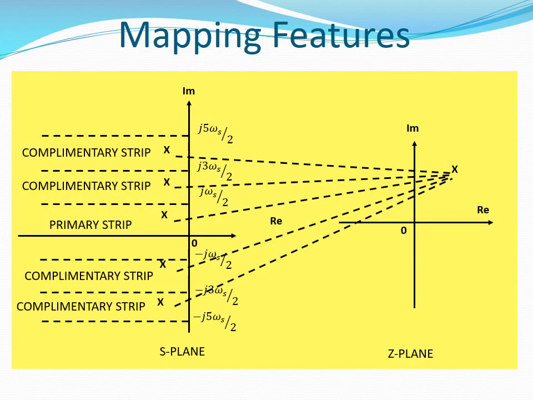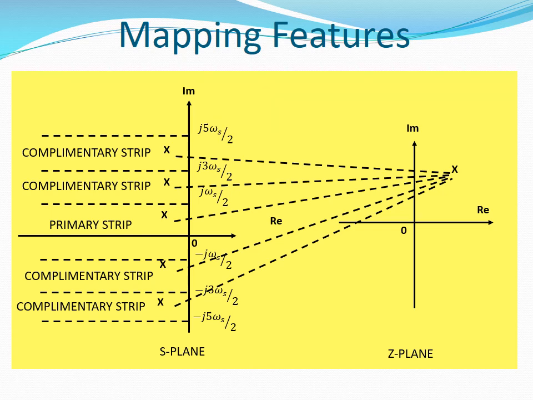The diagram illustrates the mapping of points from the S-plane into the Z-plane. The S-plane can be divided into a number of horizontal strips. From each strip, only one point will map into a given point in the Z-plane. This means that the different points that map into a single point in the Z-plane come from different strips. The strips can be described as primary strip or complementary strips.